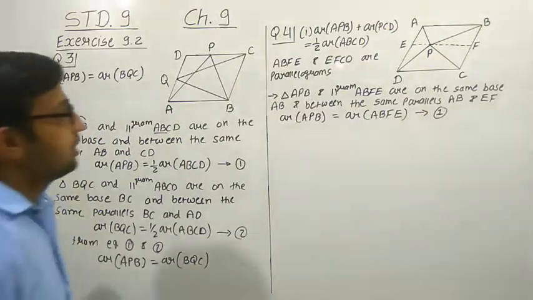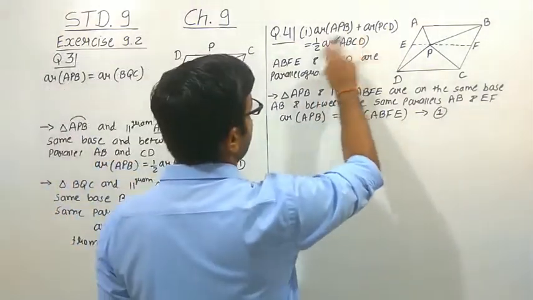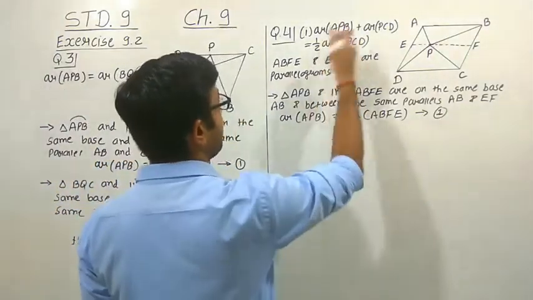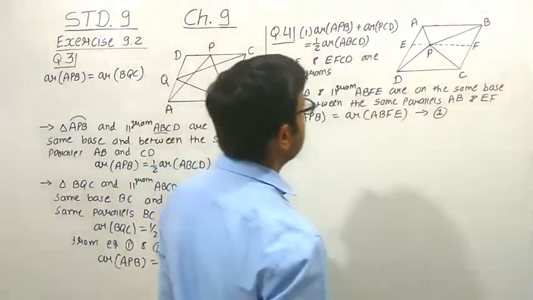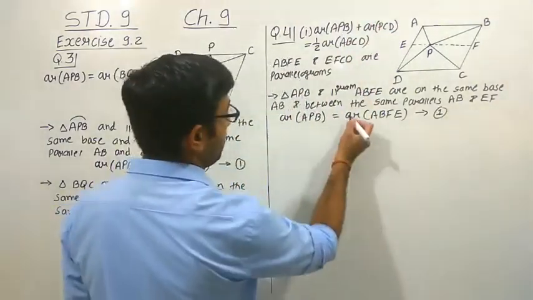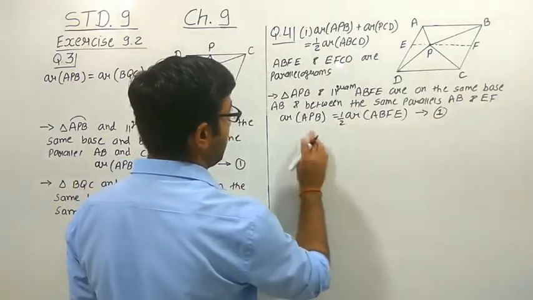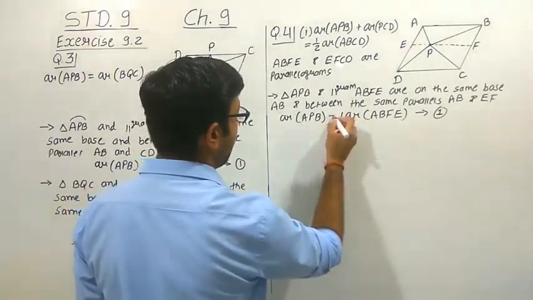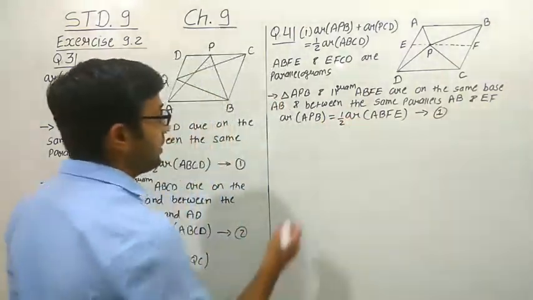Okay. Now we have found the area of APB. Now let us find out the area of PCD. So we have to put one half here. That area of APB is equal to 1/2 the area of ABFE.